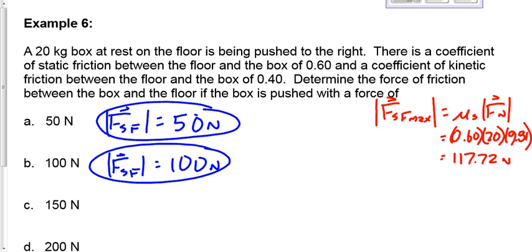There's no real sig figs to worry about there, right? Because I only just used one number, right? 50, 100.